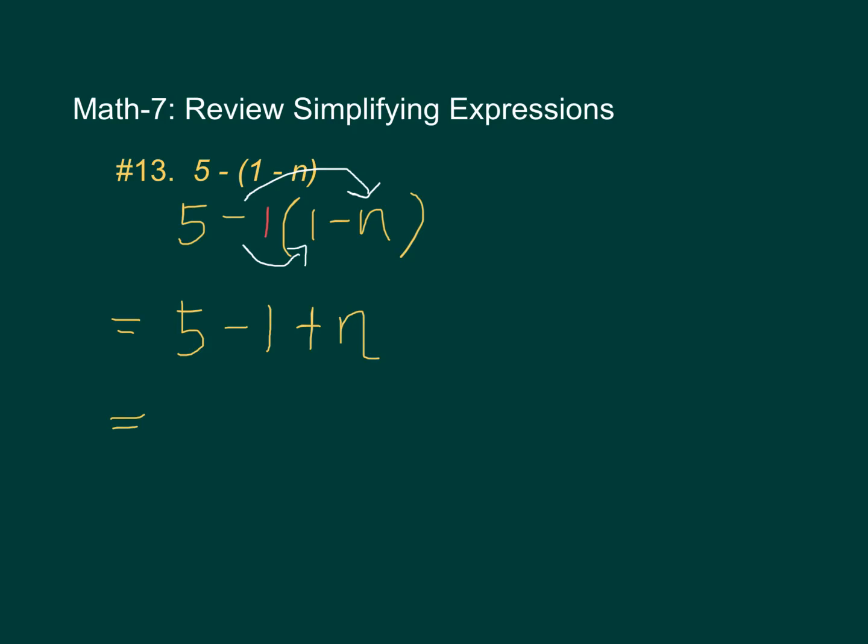Then you combine like terms. It's only 5 and minus 1 being like terms here, and n is not a like term. So you write your answer 4 plus n. So you can settle on this one, or you can write it properly by putting the variable in front of the constant, which is n plus 4. And that is your final answer.